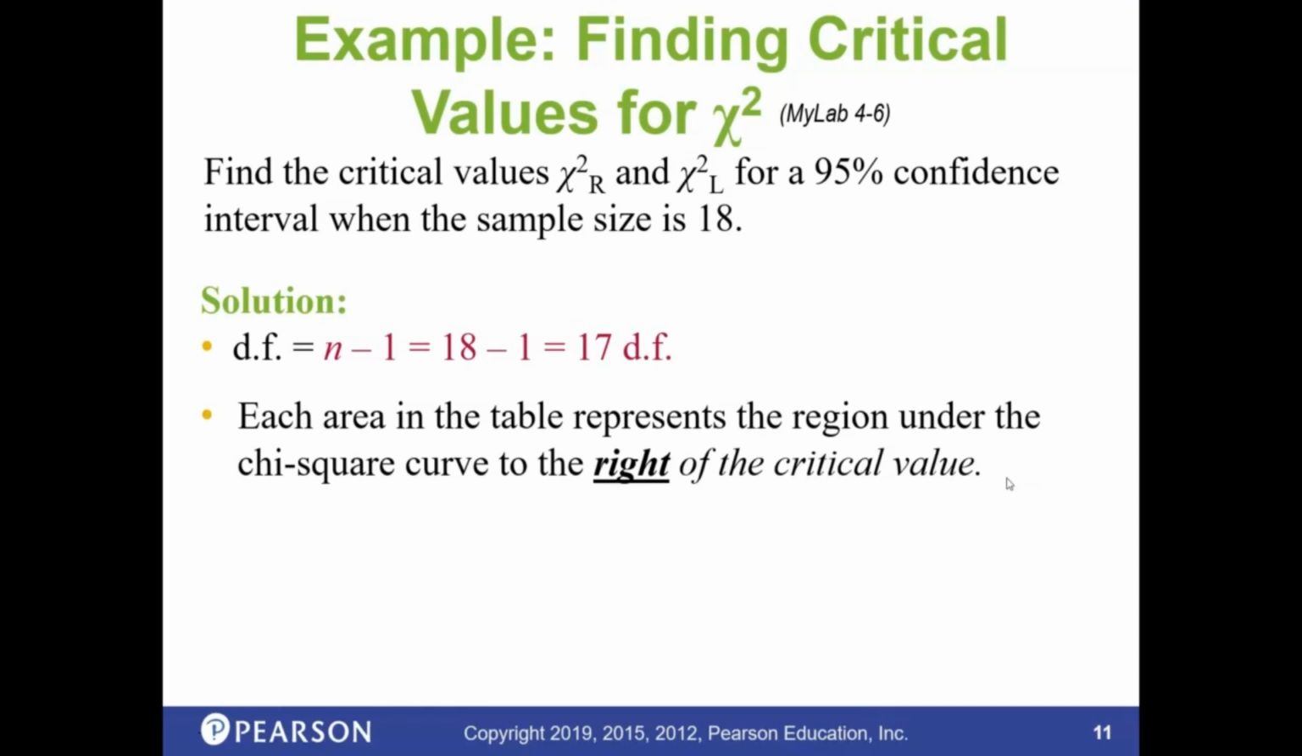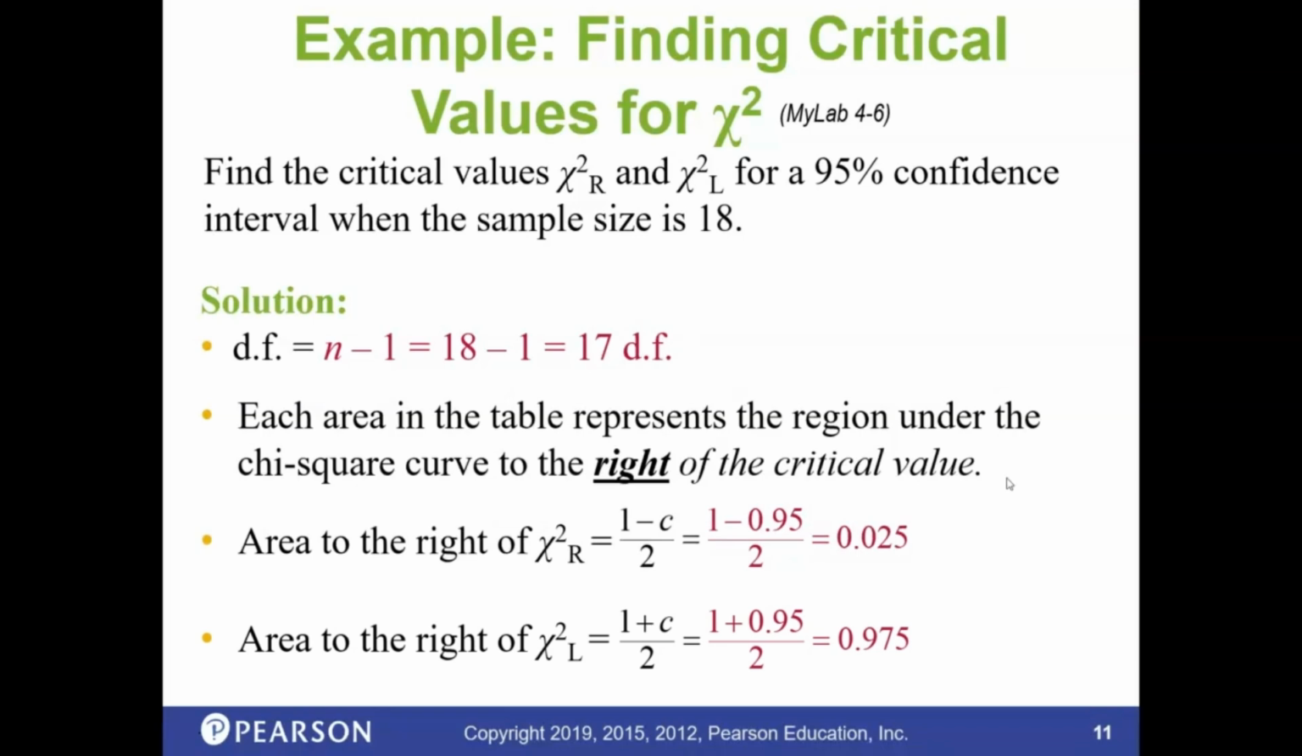Remember, each area in the table is going to represent the region under the chi-squared curve to the right of the critical value. And so the area to the right of chi-squared R will be 0.025. And that's going to make the area to the right of chi-squared L 0.975.